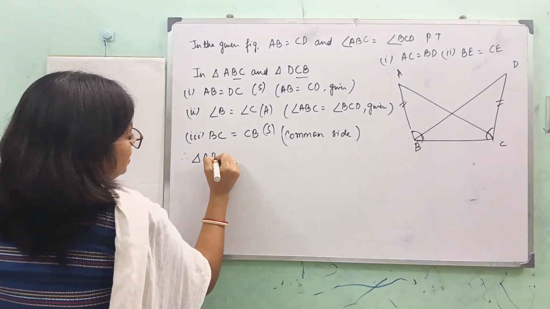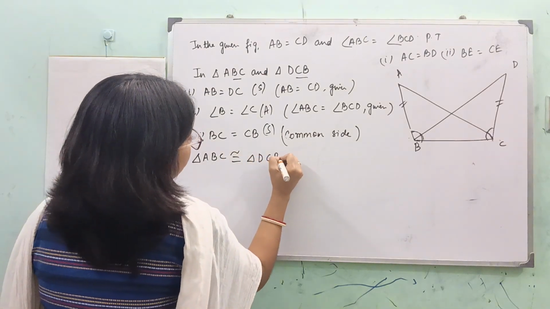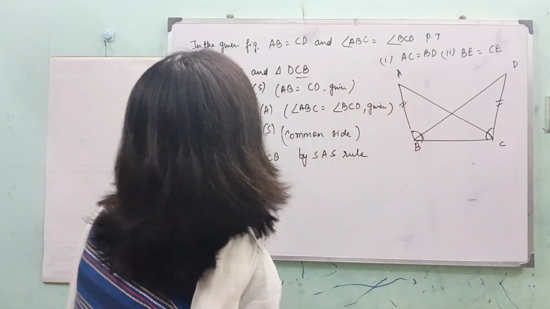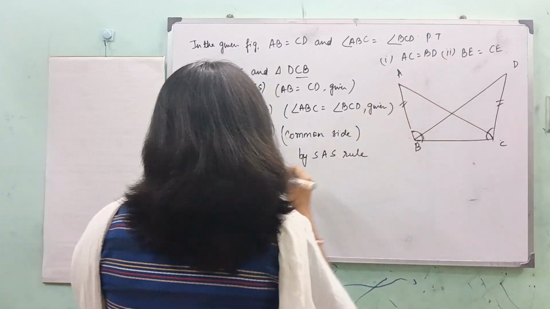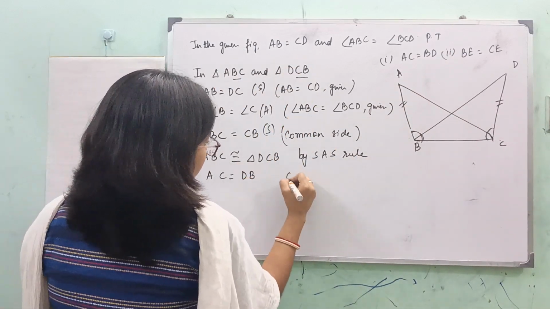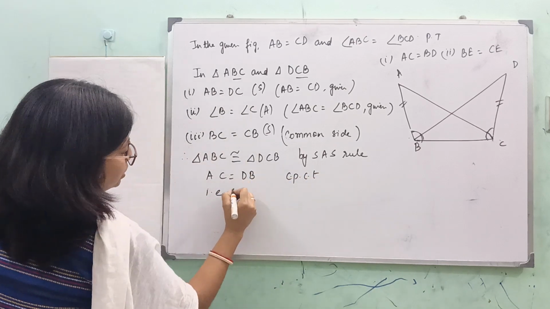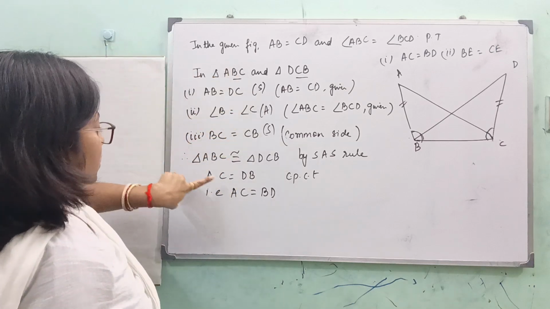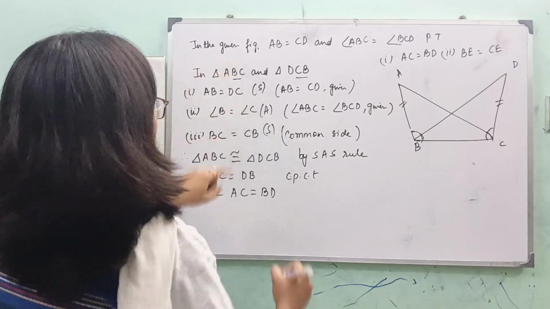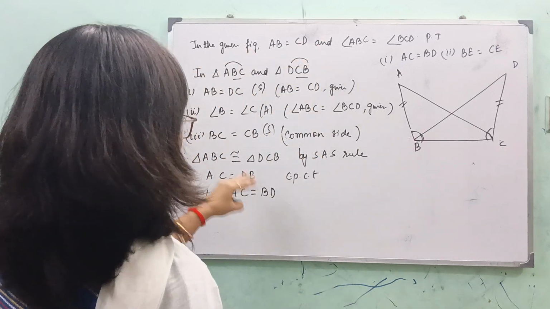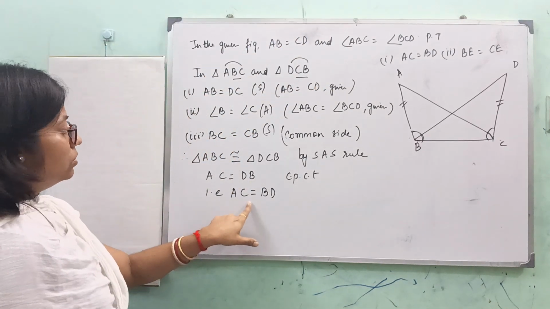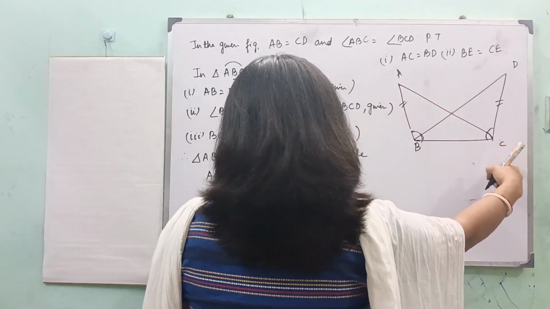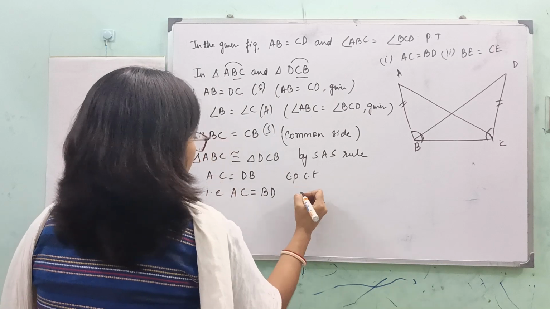So therefore, triangle ABC is congruent to triangle DCB by the side, angle, side rule. So with this, we can say that AC is equal to DB, that is CPCT. Going by the question, AC is equal to BD. I wrote it with the corresponding vertices, and after that I changed it as per the question. So AC is equal to BD. That is your first part. That is done. This is proved.